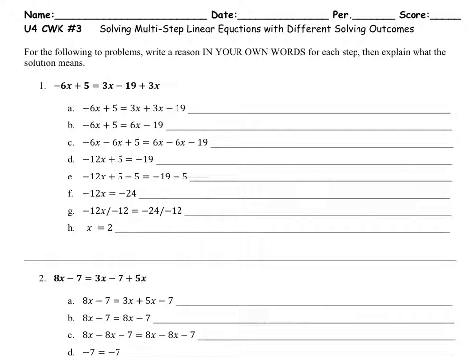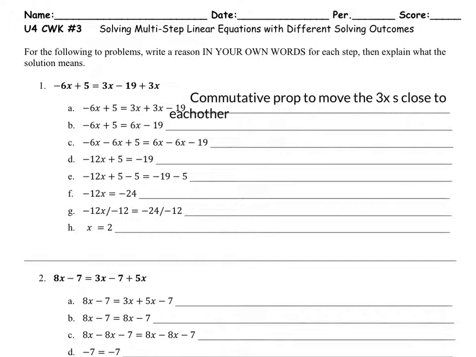So right here, they used the commutative property to move the three x's close to each other. Bam.